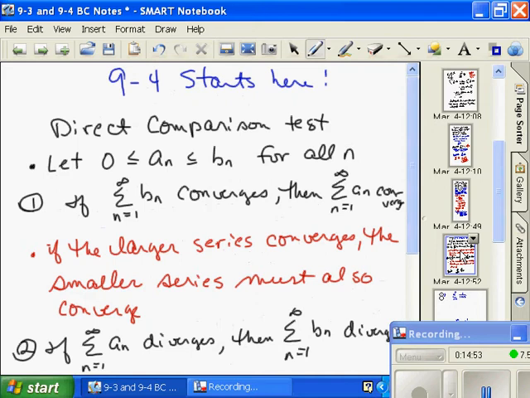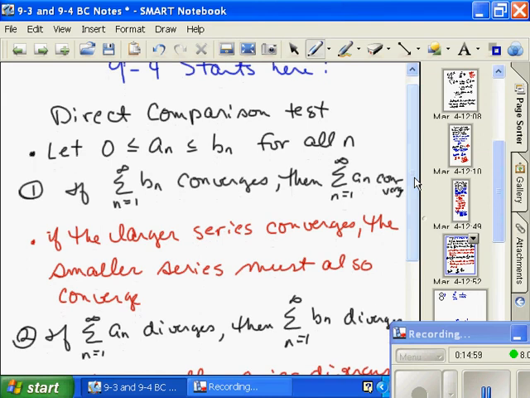Okay, section 9.4 starts here if you're keeping track of what's in your textbook. The first one we're going to do in section 9.4 is the direct comparison test. Let A be less than B. So look at that first part. That's really important to see. A sub n is less than B sub n for all n. If I have the summation of B sub n converging, then I know that A sub n has to converge as well.